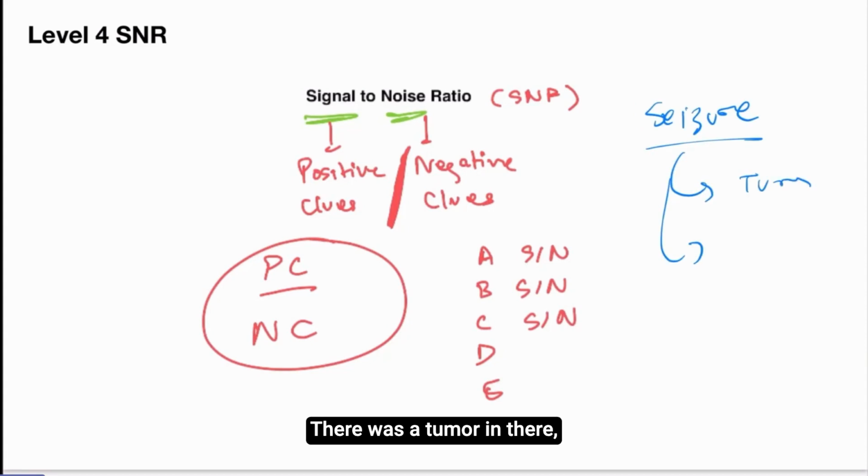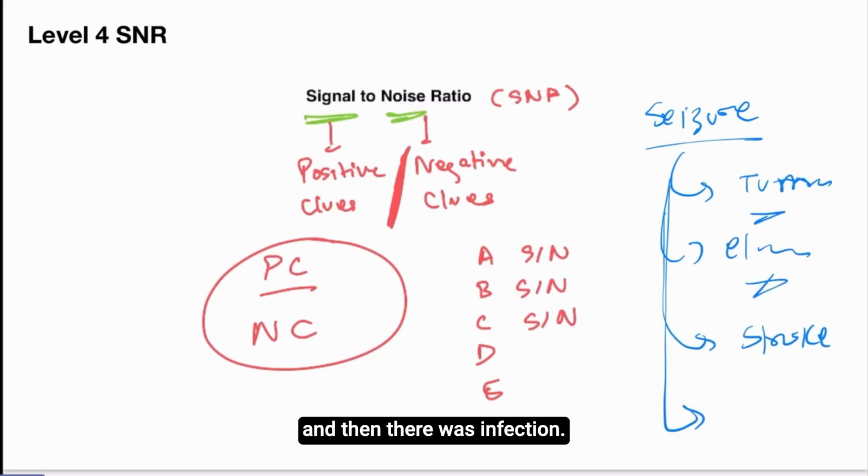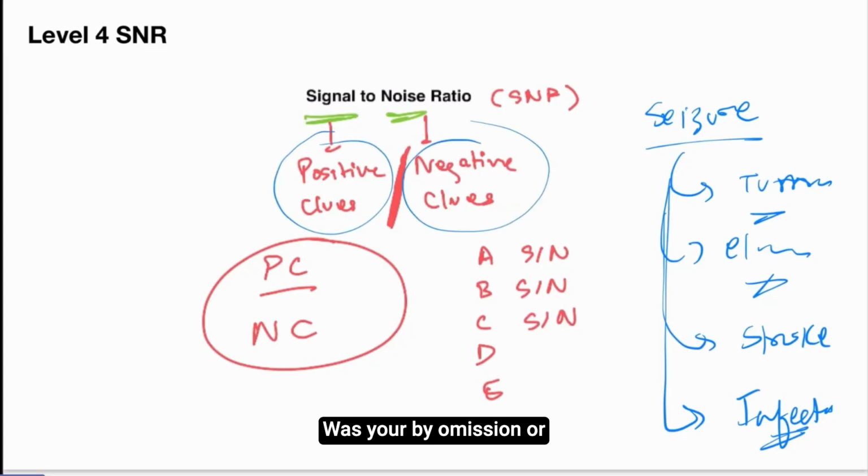There was a tumor in there. There were electrolyte abnormalities that you were getting. There was a stroke, and then there was infection. All of them can cause seizures. The way we were able to figure it out was looking at positive clues for each of these and then negative clues for each of these. Positive clues was what have they given you explicitly? Negative clues was your by omission or commission. What have they done? And then we take a ratio.